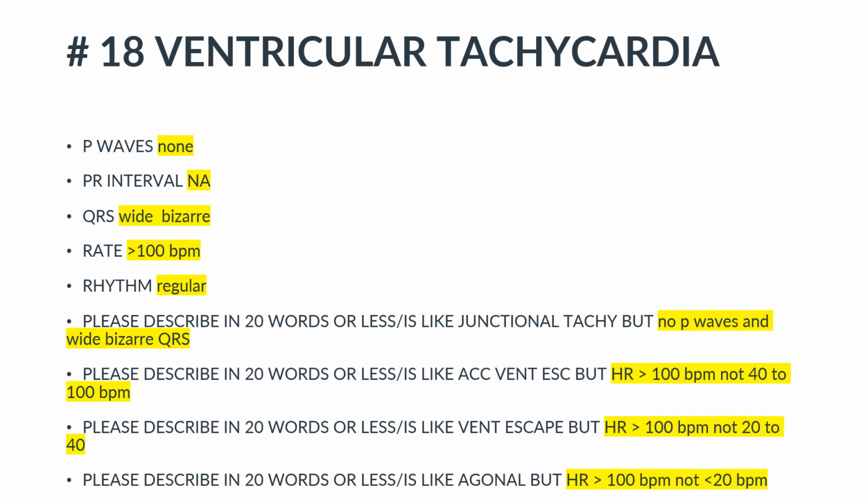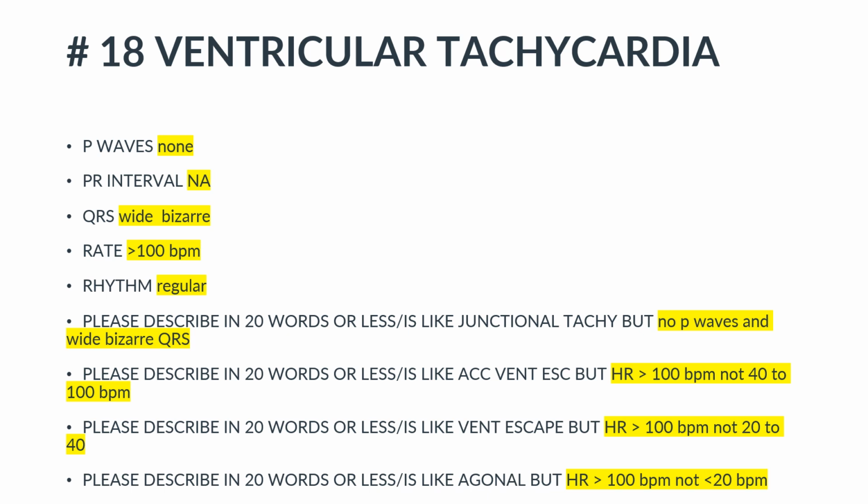So why is this not junctional tachycardia? They both have heart rates greater than 100 beats per minute. The reason being is ventricular tachycardia has no P waves and a wide bizarre QRS, versus junctional tachycardia, where inverted P waves may be present, happening before, during, or after the QRS. If it's happening during, we're not going to see it. But the other thing is the QRS is going to be normal and narrow in junctional tachycardia.